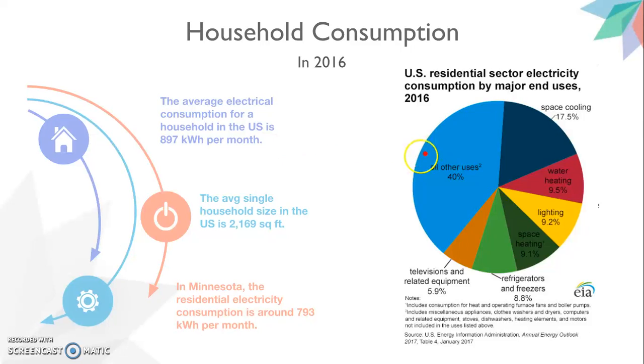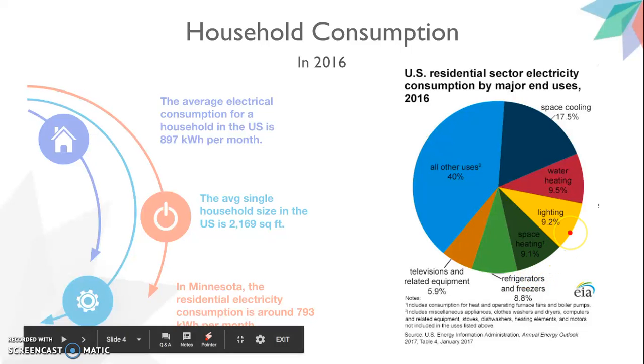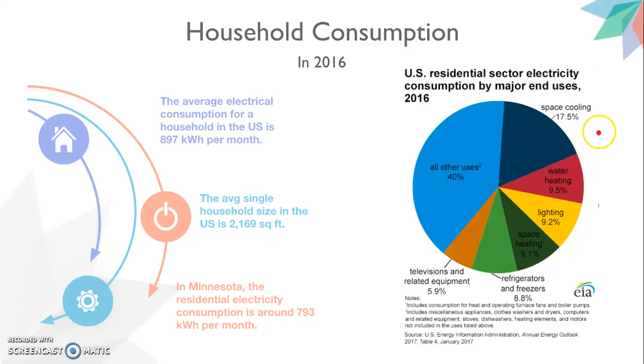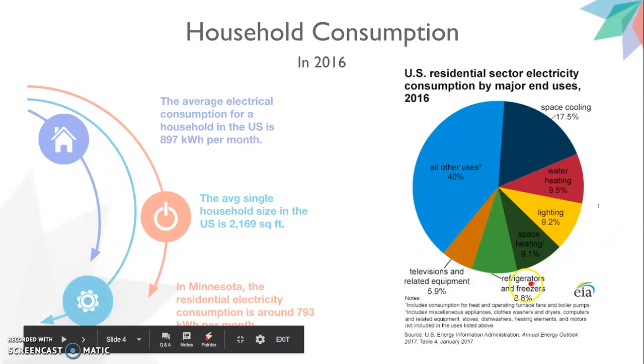As you can see on the graph to the right, it splits up what electricity is used for in the residential sector. The main ways that it's used is for space cooling, water heating, lighting, space heating, and then various other smaller appliances.